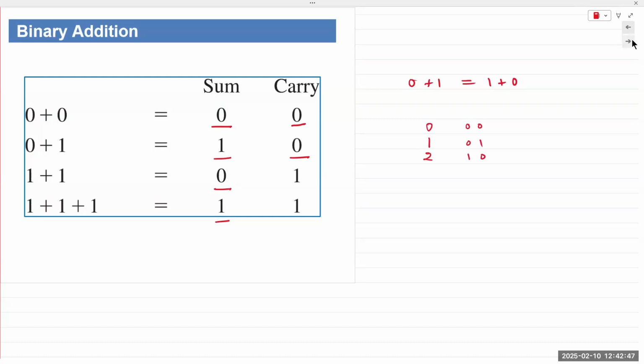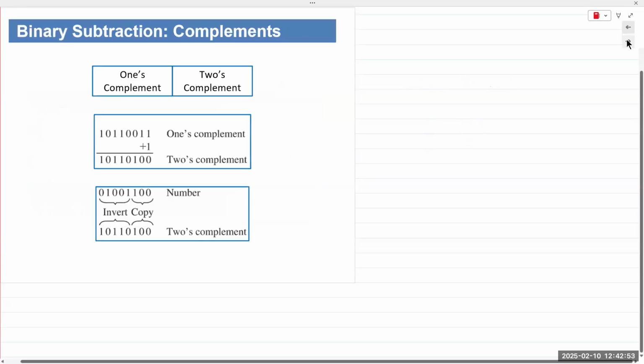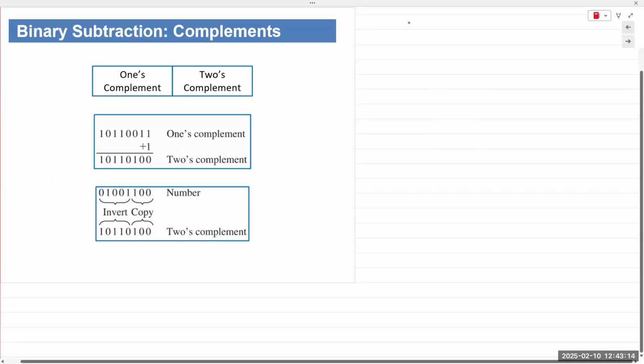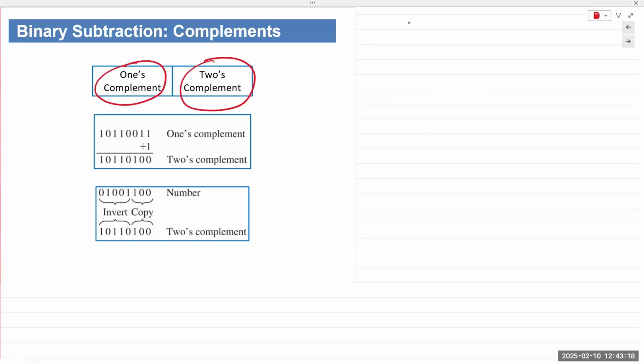These are just some of the rules that we have to keep in mind when we perform digital logic systems. And in binary subtraction, machines, or more appropriately, electronic devices, cannot perform subtraction directly. So we use alternative methods to perform subtraction. There are two methods known as ones complement and twos complement.